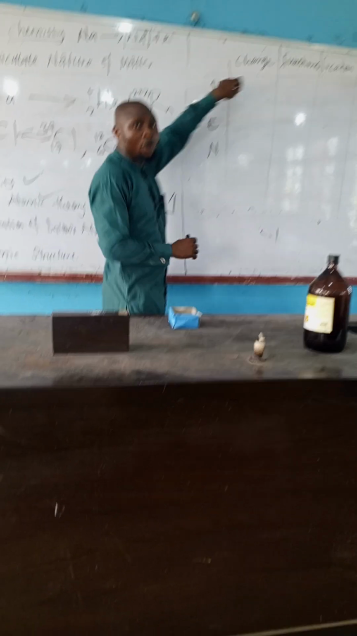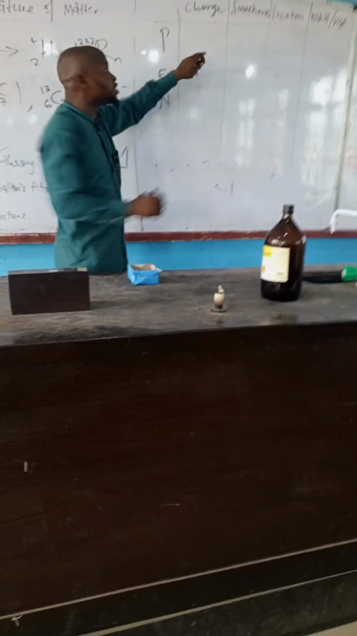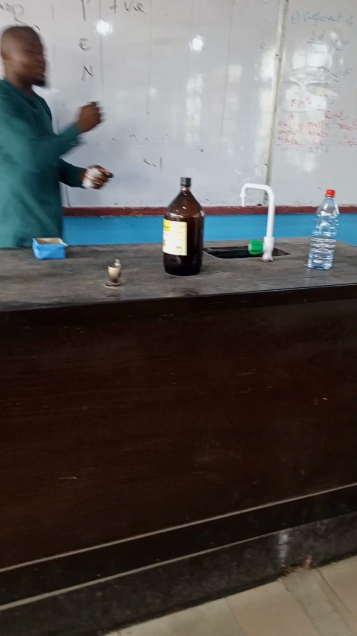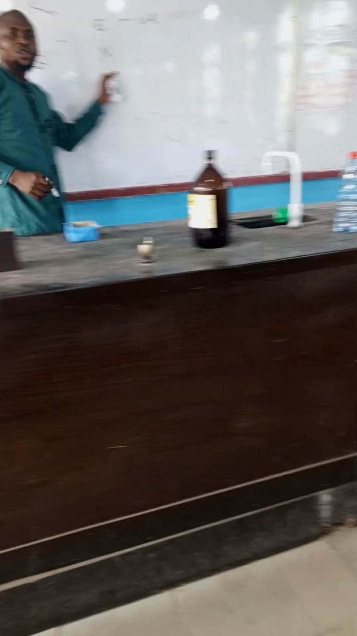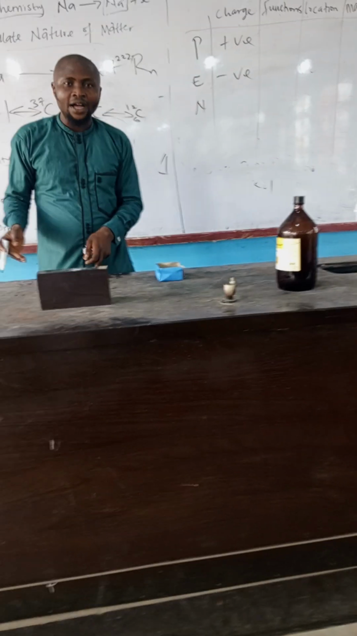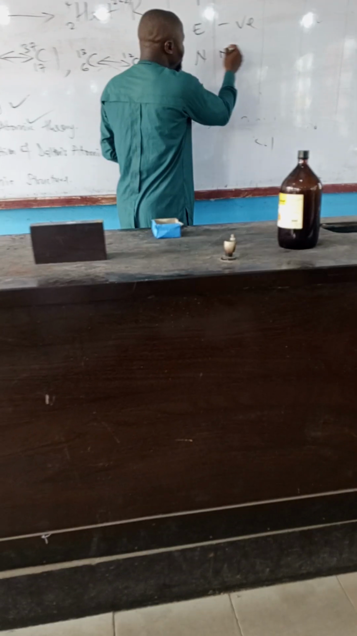Proton is always positive. Proton is always what? Positive. Electron is always what? Electron is always negative. Neutron, neutral. Neutral is of no charge.